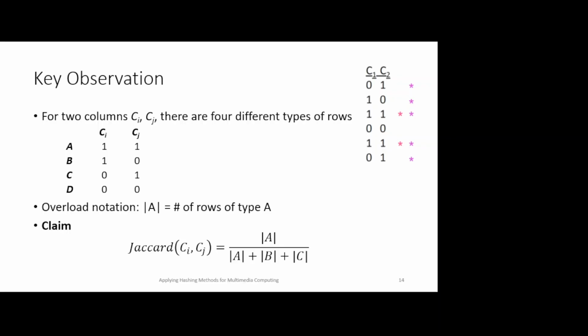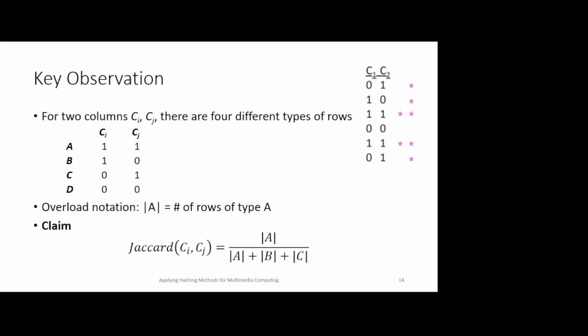And here we denote the A's cardinality as the number of rows of type A. So in this case, how many? The number of type A is 1, 2. There are 2, right? 2 type A rows. Okay, so we introduce this notation. It means the number of rows of type A.